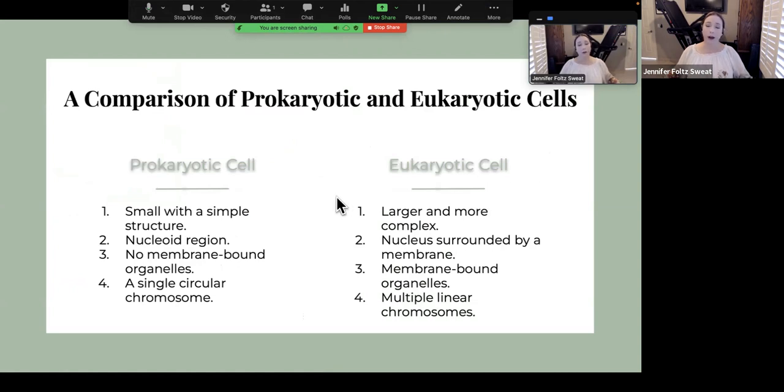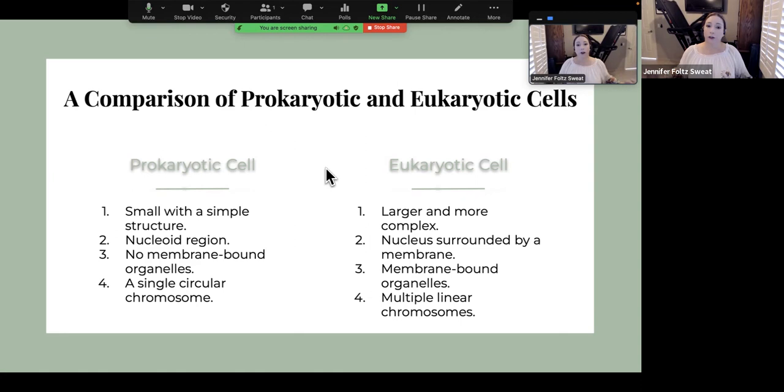This is a comparison of prokaryotic and eukaryotic cells. And when I say comparison, I mean the differences between these 2 types of cells. You need to know these 4 differences. There are other ones as well if you do reading online in your texts, but these are the 4 that I want you to know.